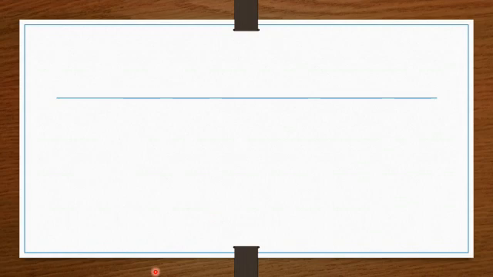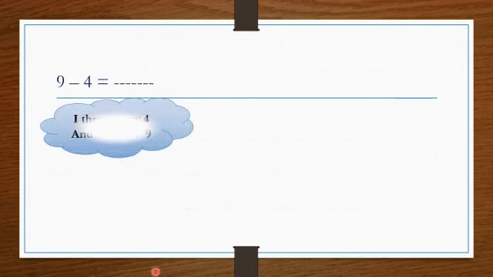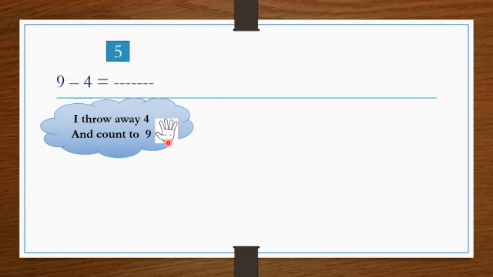Let us take more examples. 9 minus 4. I throw away 4, which is the smaller number, and count to 9, which is the bigger number. First, I close my hand, then I start counting. 4, 5, 6, 7, 8, 9. Then I have 5 fingers. The answer is equal to 5.